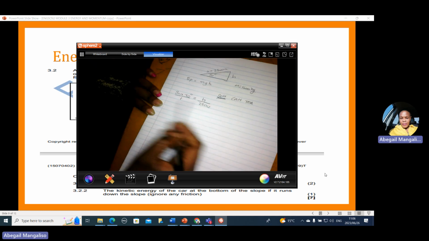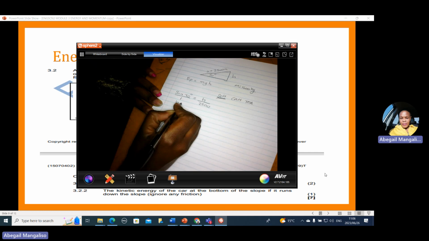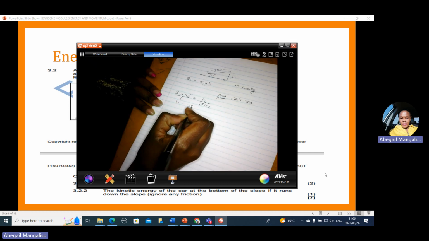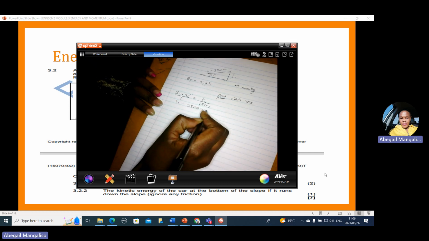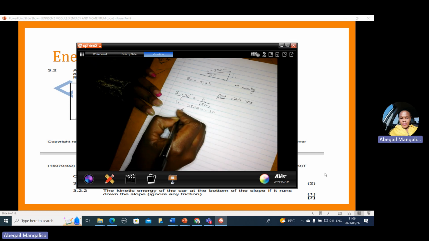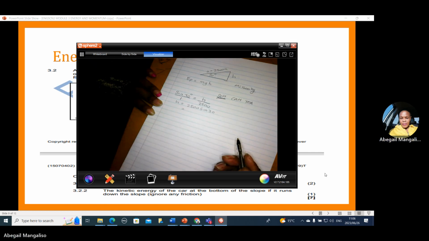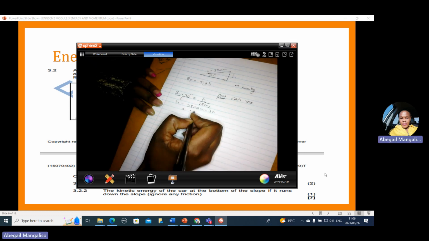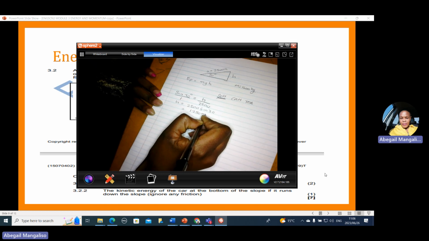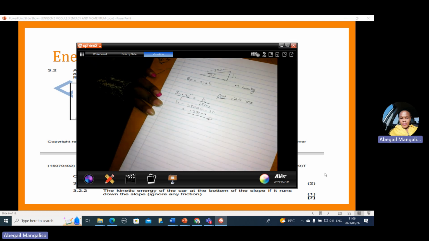So you divide both sides by 1. When you cross multiply, this will be h equal to 2,500 sine of 30. What will be the answer? 1,250 meters. So we calculated the height.